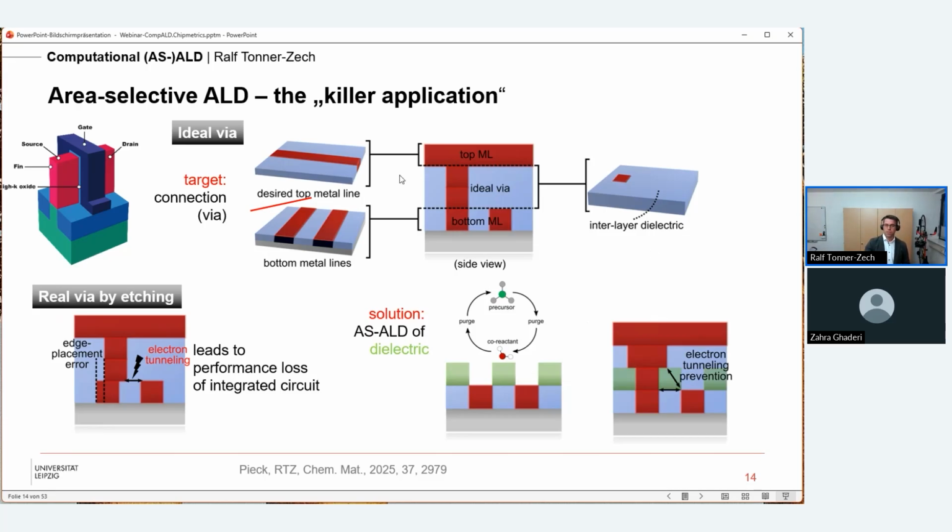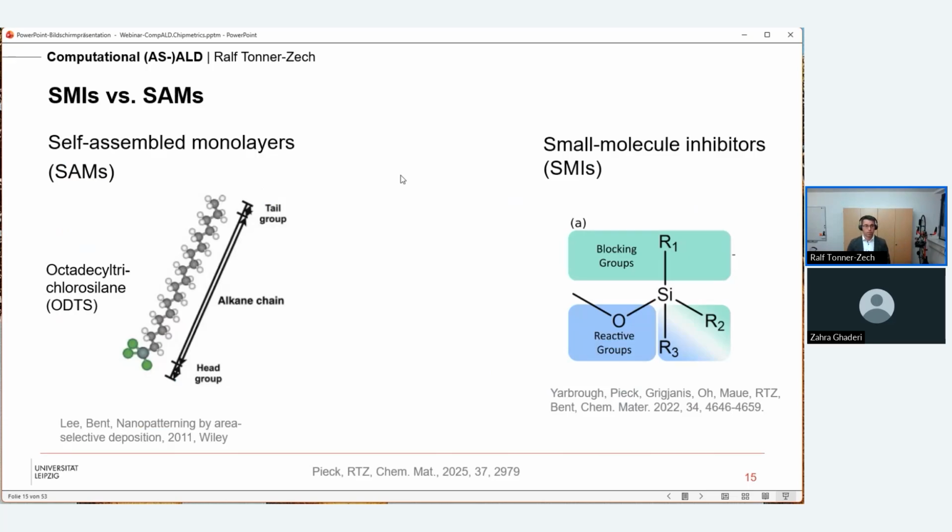Okay, this is just the application side, but we're theoreticians, so we don't build devices, but we help understand things. And one of the things is what are the inhibitors that we ideally use? And here you see two typical inhibitors being used: small molecules and self-assembled monolayers.